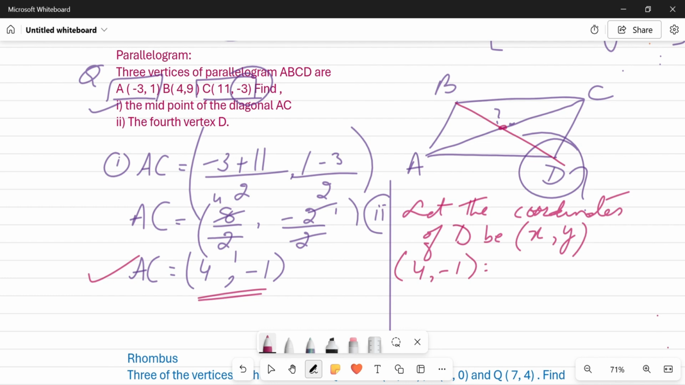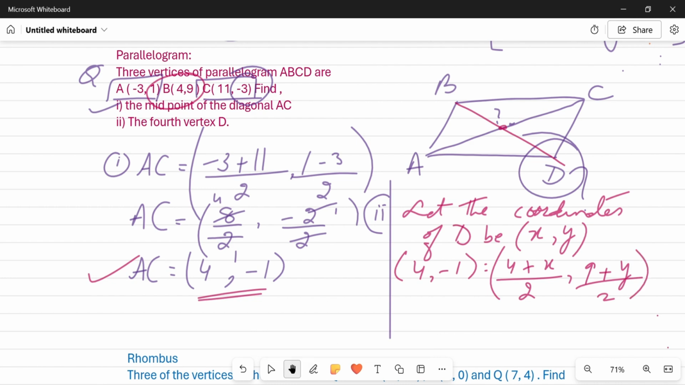Okay, so we need to check the coordinates of BD. B is (4, 9), see here in the question, the coordinates of B are 4 and 9. And for D, we're assuming the coordinates are x and y. So the formula for the midpoint is x1 plus x2 over 2: 4 plus x over 2, and then y1 plus y2 over 2, which is 9 plus y over 2.